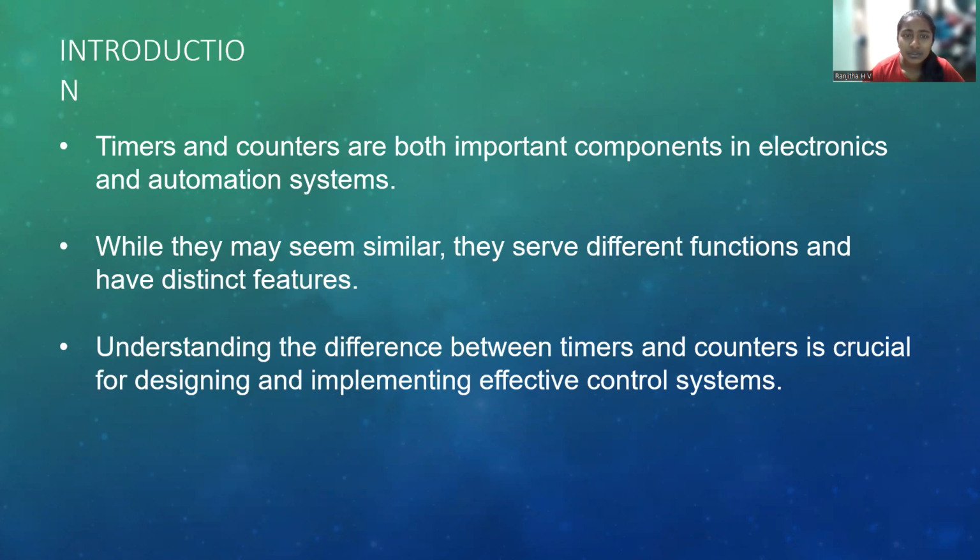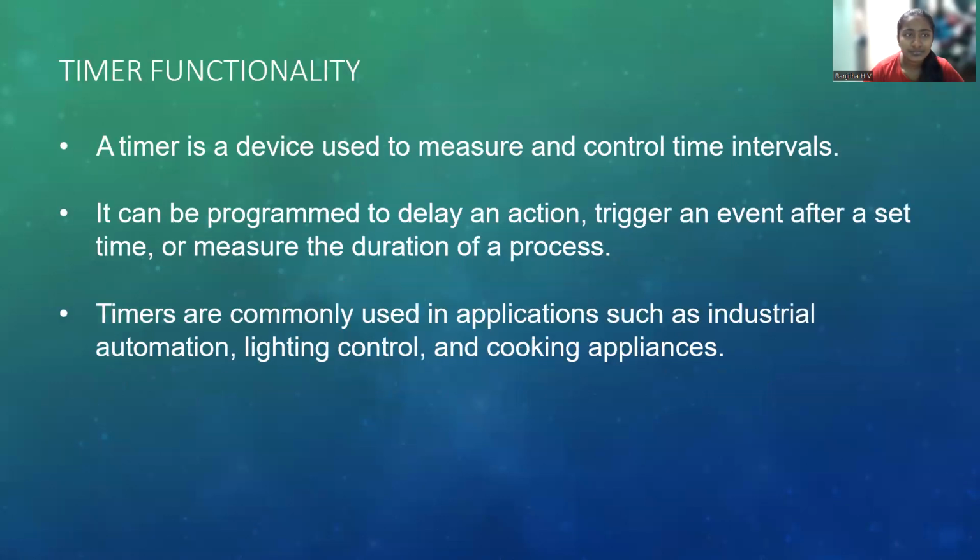The timer and counter are both important components in electronic and automation systems. While they may seem similar, they serve different functions and have distinct features. Understanding the difference between the timer and counter is crucial for designing and implementing an effective control system. This means the timer and the counter serve a similar purpose, but the functions are different.